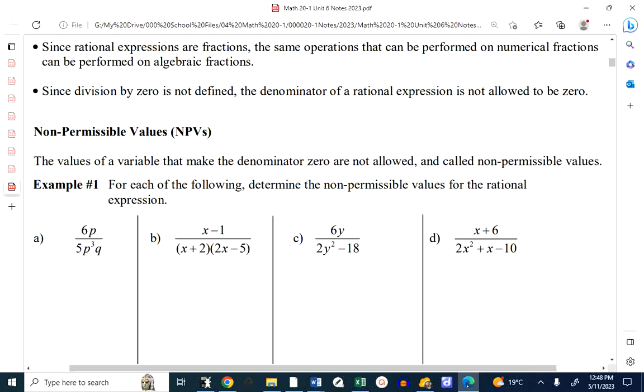Okay? If you're going to be simplifying a fraction, you have a certain set of rules that you follow. You're going to follow that same set of rules for simplifying a rational expression. Now, non-permissible values. The value of a variable that makes the denominator 0 is not allowed. Okay? We call that a non-permissible value.